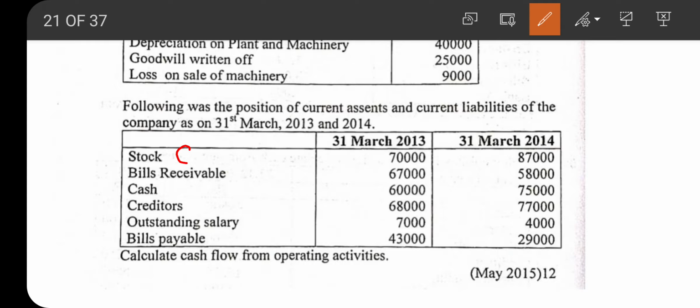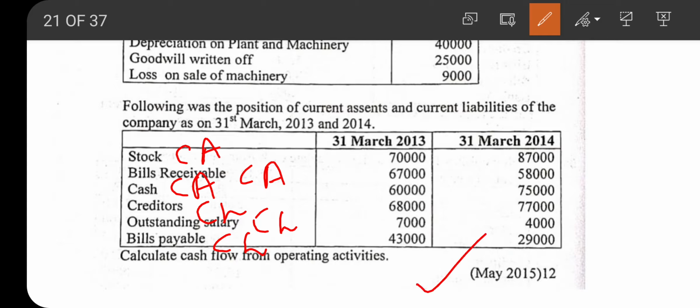So stock is a current asset, bills receivable is a current asset, cash is a current asset, creditor is a current liability, outstanding salary is a current liability, then bills payable is a current liability. Among the balances you need to find out how much has been increased and how much has been decreased with reference to current assets and current liabilities. Calculate cash flow from operating activities. So you need to calculate only cash flow from operating activities.